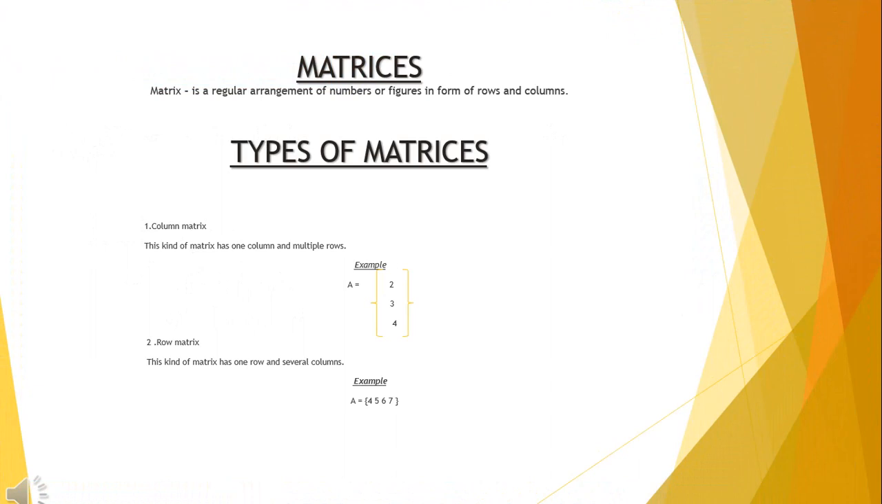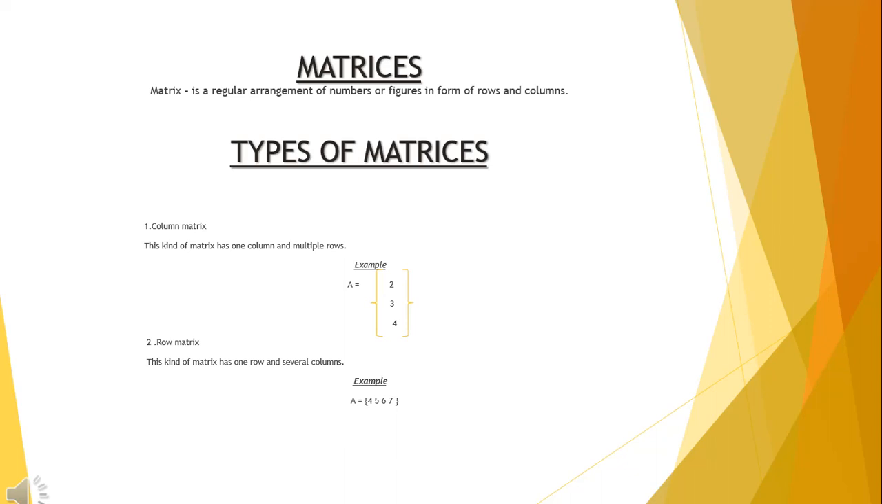After noting this, it is also important that you now move and understand the types of matrices. Type number one, I've highlighted, is the column matrix. A column matrix is a kind of matrix that has one column and multiple rows. So it has a single column. That's why it is being referred to as a column matrix. As you can see on the slide, I've provided the example.